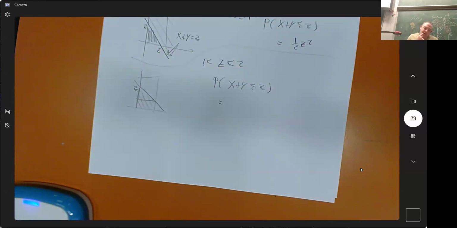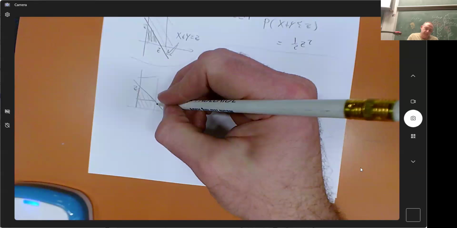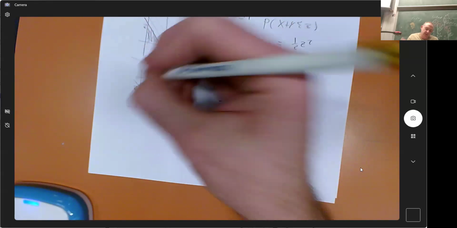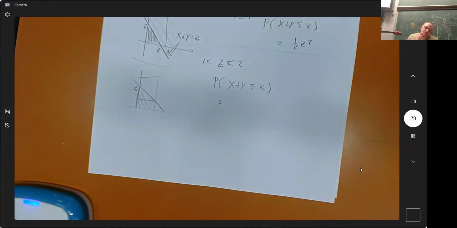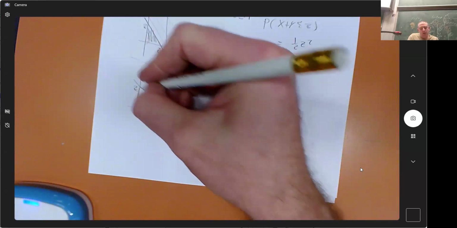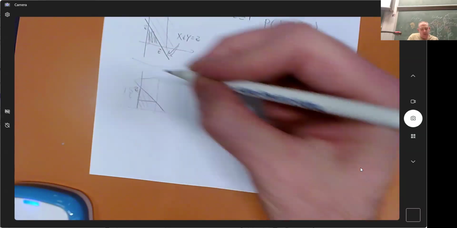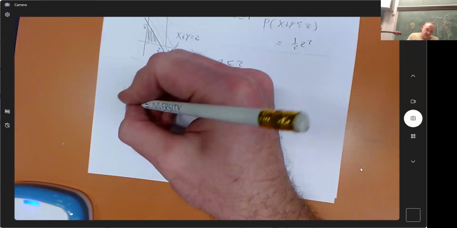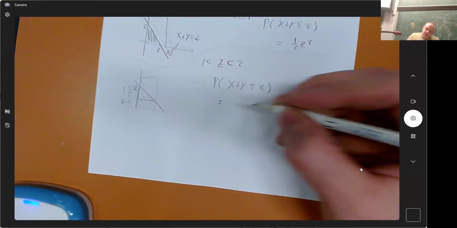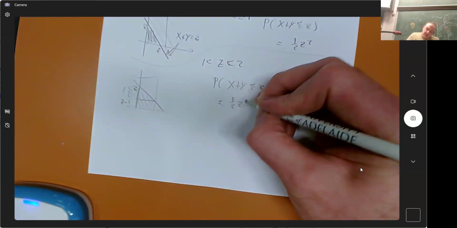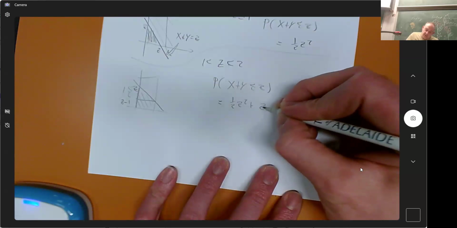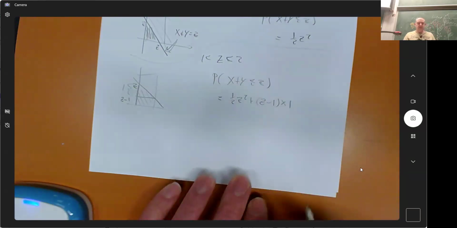What area is that? I guess this would be, because that's slope minus 1. This distance is 1. Okay. And so this height is Z minus 1. So we've got half of Z squared plus Z minus 1 times 1. That's this area here.